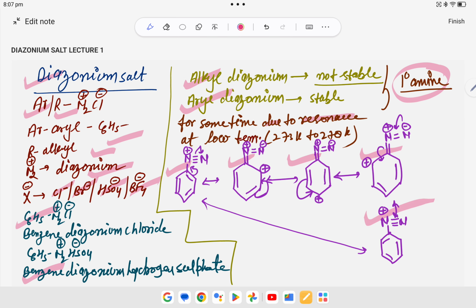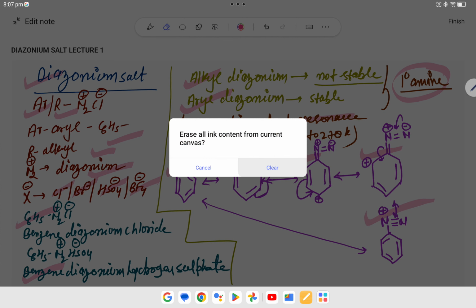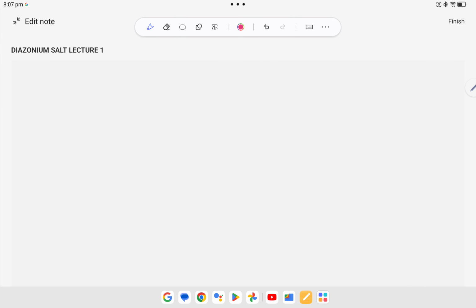Let's go for the preparation. Preparation of diazonium salt.